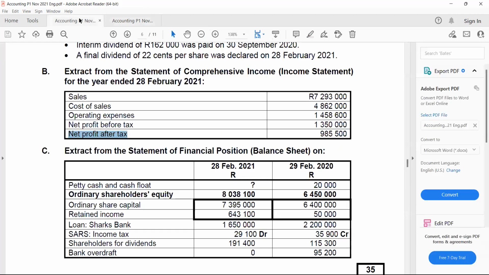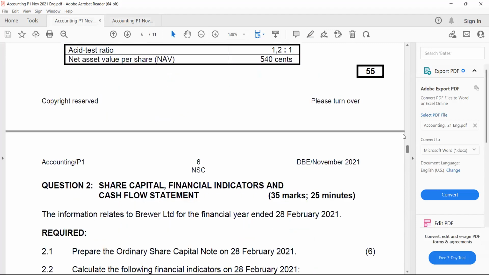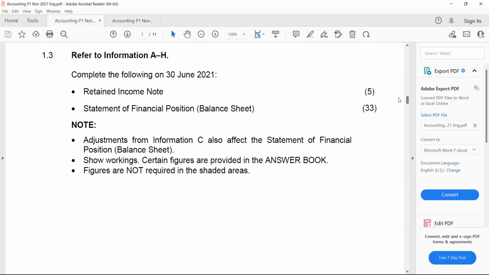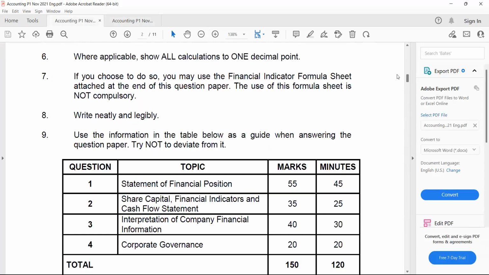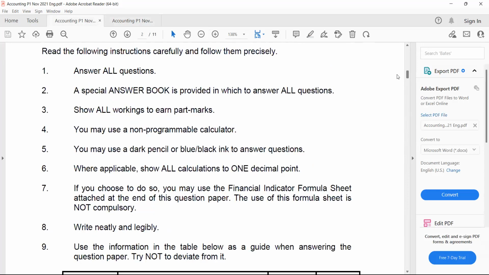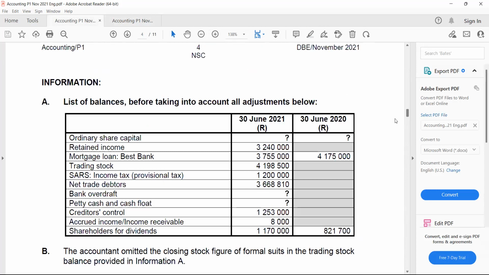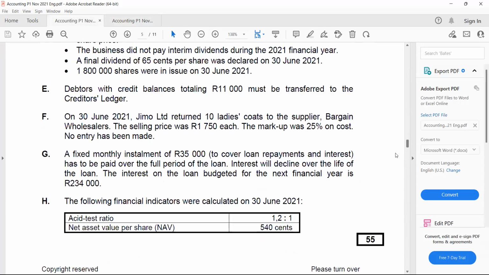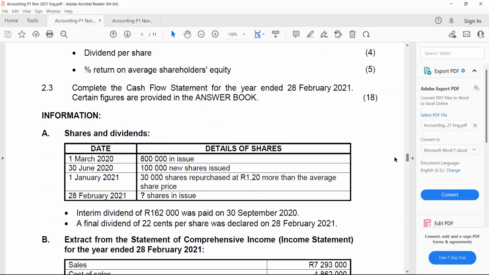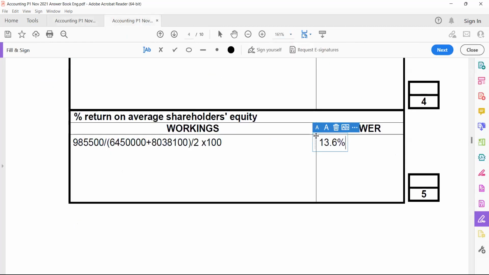13.6%. Now, one thing I want to draw your attention to is please follow the initial instructions. If you go right to the top, it says, where applicable, show all calculations to 1 decimal point. Okay. Now, the crux of the question for 18 marks is to complete the cash flow statement for the year ended 28 February 2021.